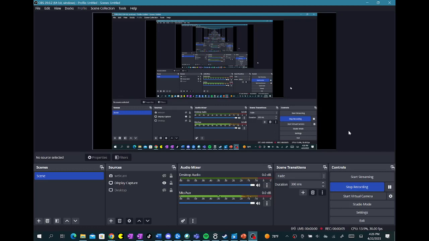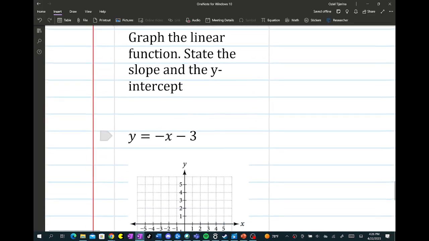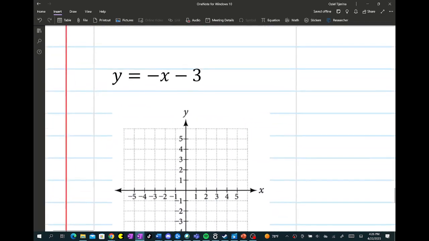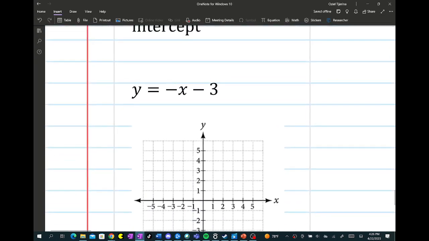This is a continuation of graphing linear functions using slope and y-intercept. Now we're going to do a different example than the previous one. It tells us here, graph the linear function and state the slope and the y-intercept. This time we have negative x minus 3.